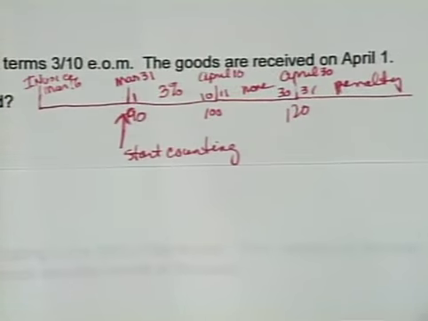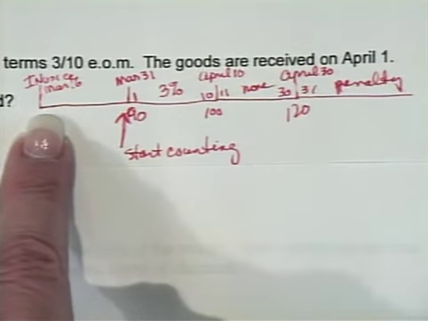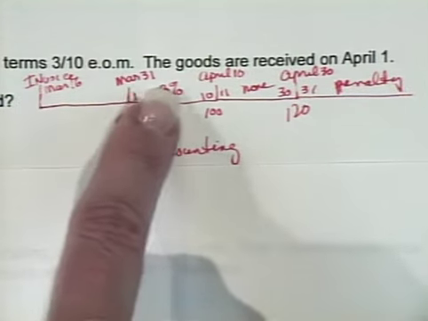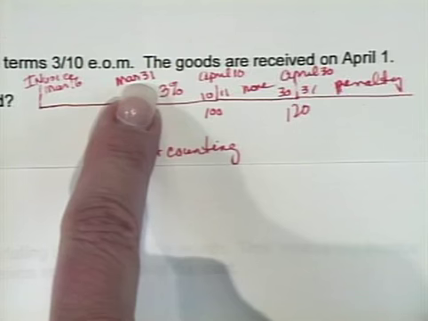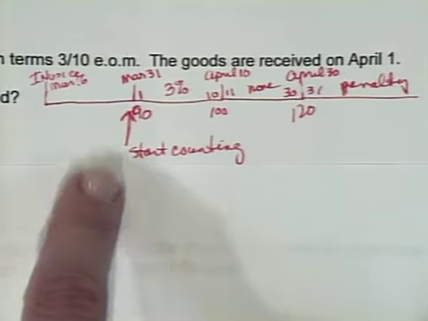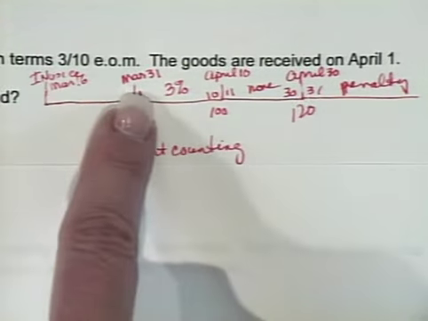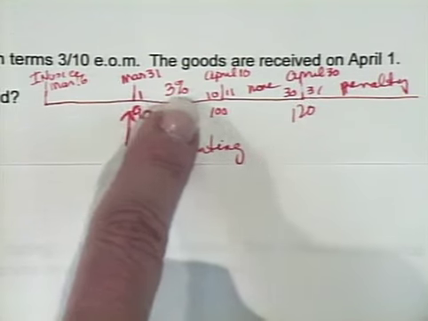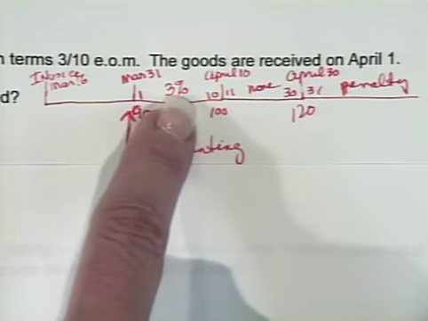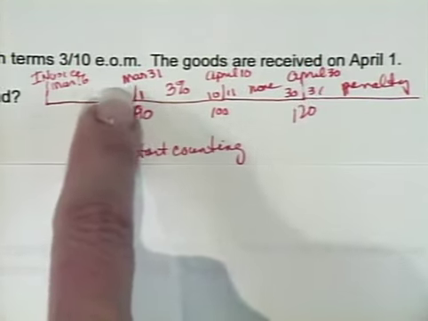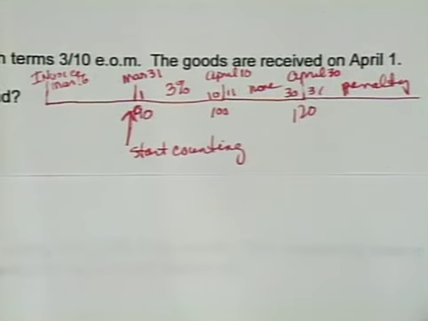I know that I received my invoice on March 16th, but it said EOM. So March 31st is when I start counting. I just ignore that time before that. March 31st is day 1. For 10 days, I get a 3% discount, which March 31st is what day of the year? 90.